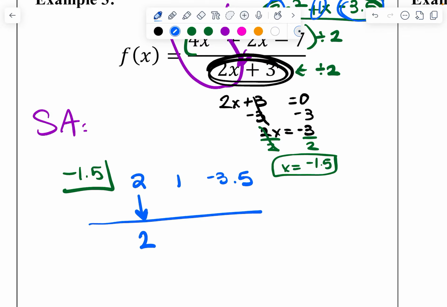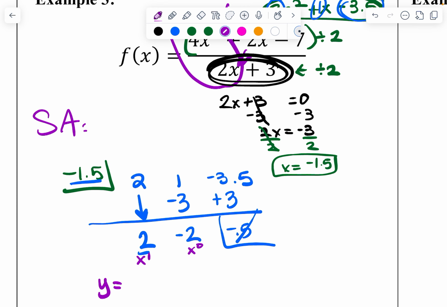Bring down the 2, multiply bottom times the box. We get negative 3, add down, multiply, add down. Again, we disregard the remainder, and this is our x to the 0. Here's our x to the 1, so we get our slant asymptote is 2x minus 2.